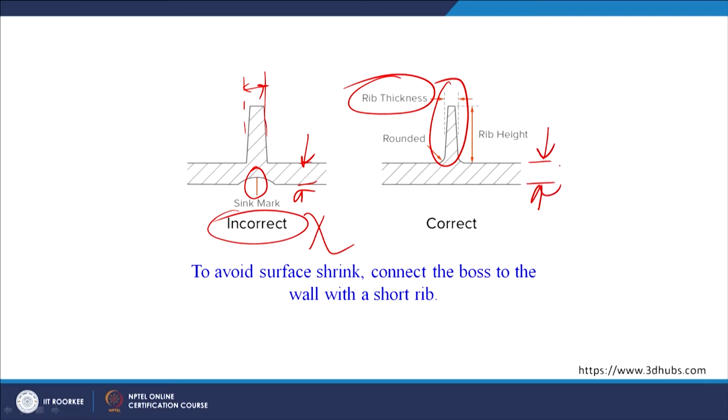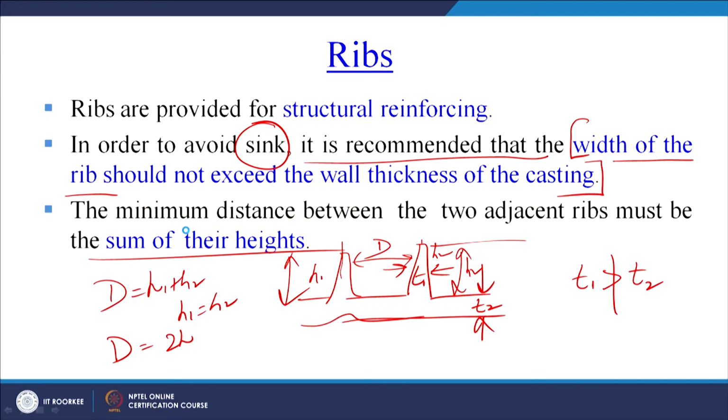To avoid surface shrink, connect the boss to the wall with a short rib. This is given here, surface shrink. This is a guideline that we must follow. Let us go to the previous slide. This is what we have taken as the wall thickness. So we can see that there are standards that we must follow. This is related to the ribs in the product design in case of die cast products.